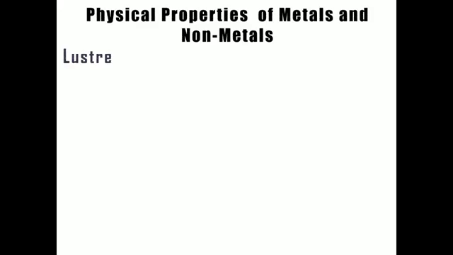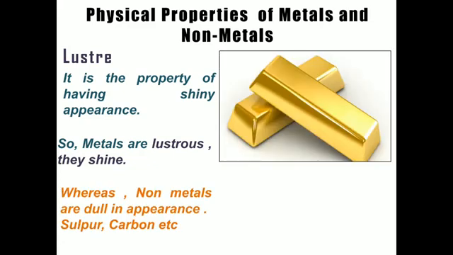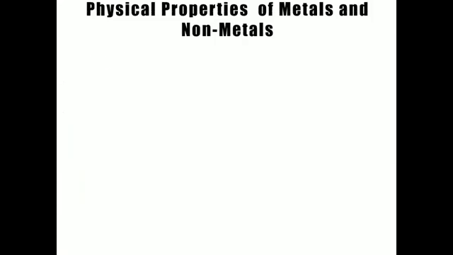Next property is luster. Luster means shiny appearance. Normally metals are shiny, they have good luster, they are lustrous like gold, platinum, silver, even copper. Whereas non-metals are dull in appearance, like sulfur and carbon. One more thing: iodine is an exception, a non-metal which has a good shine. So remember this.